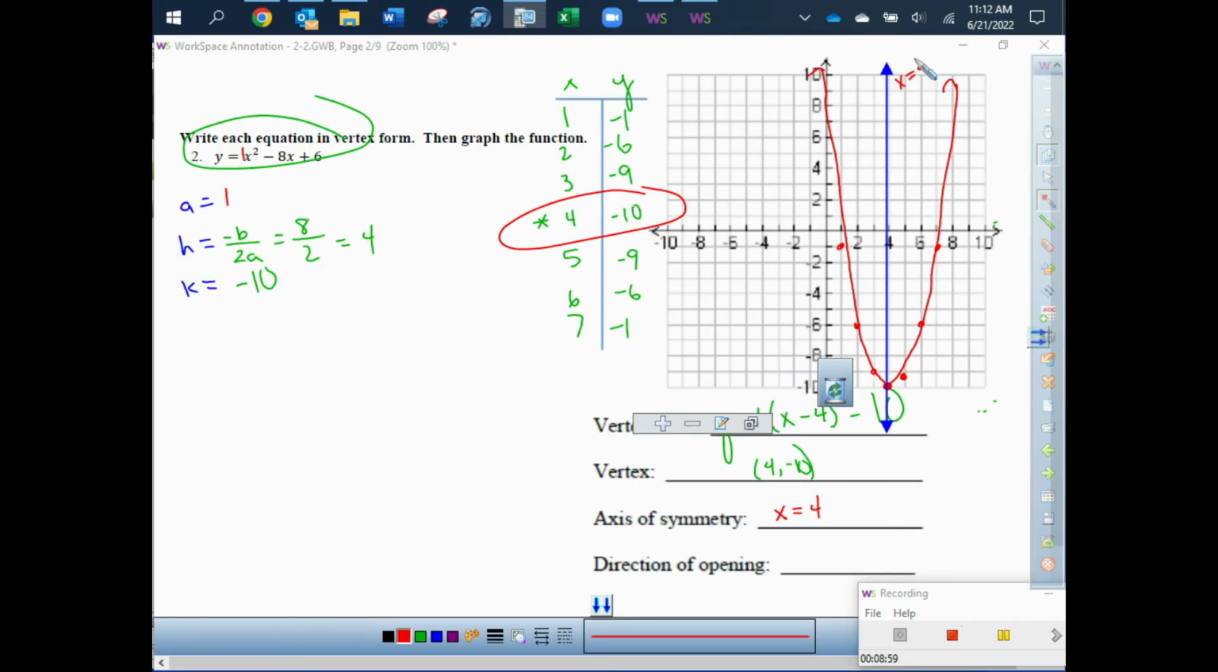Please use your straight edge to draw that. If you don't have a ruler, you could use an ID card or something like that, but we'll draw in that axis of symmetry with a straight edge. And they just want to know what's the direction of the opening. That thing opens up. I could tell that from here, it opens up because the a value is positive. I could tell it from here too, that it opens up because the a value is positive. That's back to that purple note card stuff again right there.